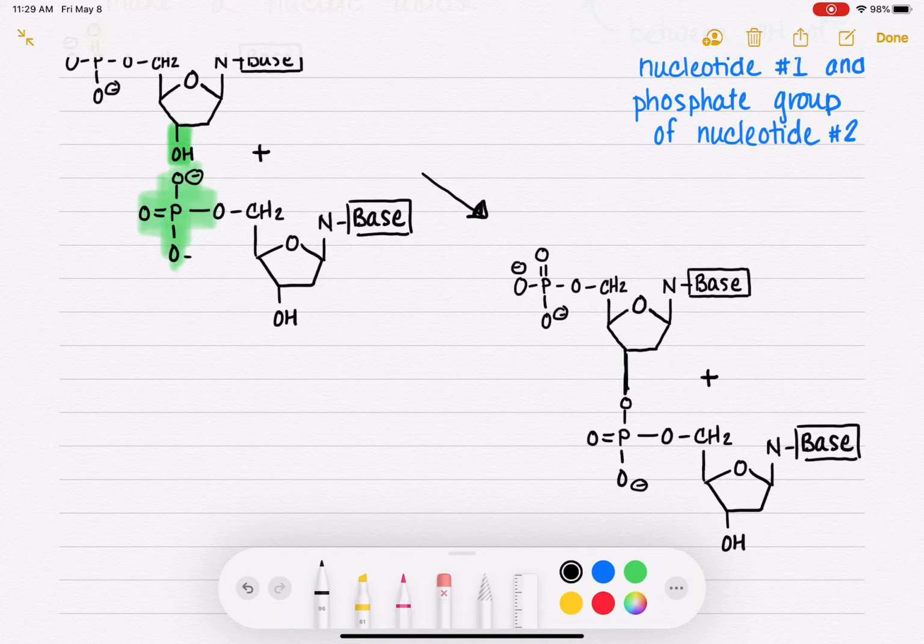I realized I forgot to draw the negative charge in up there, so we'll fill that in. So one of the oxygens in the phosphate group still has a negative charge on it, but the other oxygen is now being used to form a bond with the other sugar. So it looks like this. The phosphodiester link is this right here. And that's the point of connection.